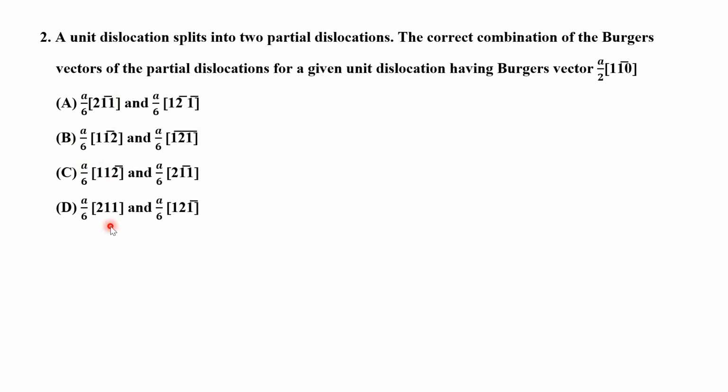From these options, we have to find out which two of the Burgers vectors are the ones into which this one splits. So how do we find that out?